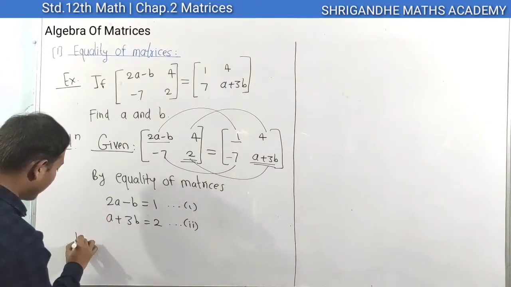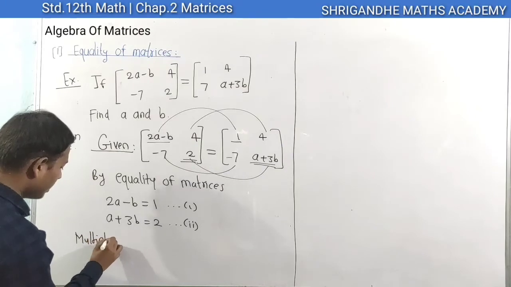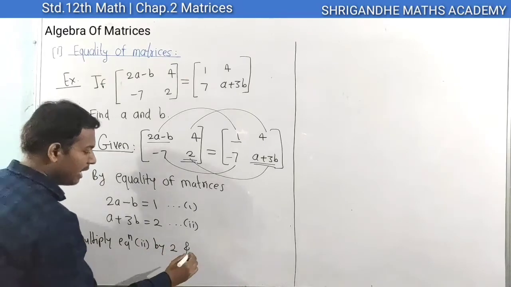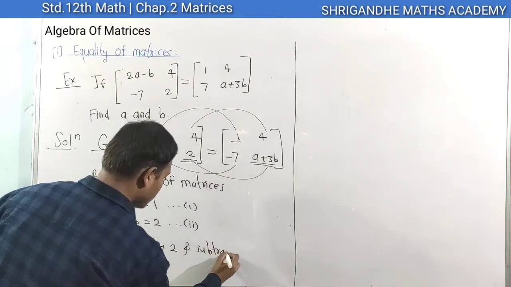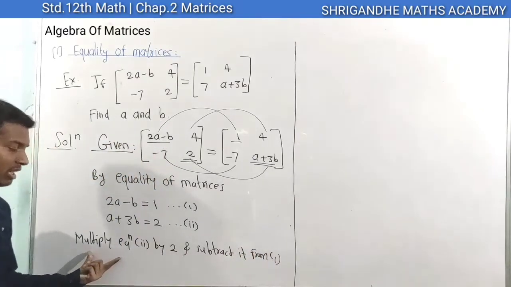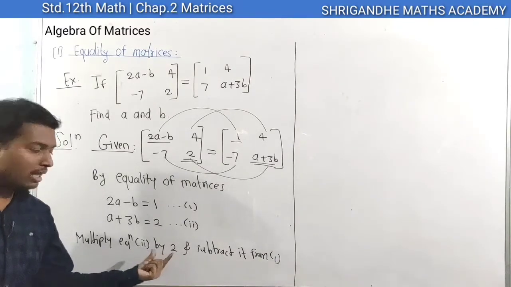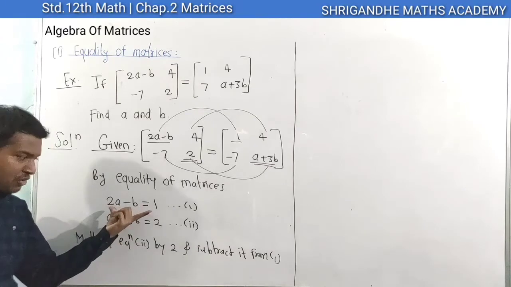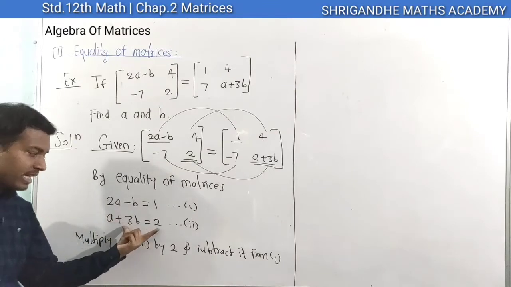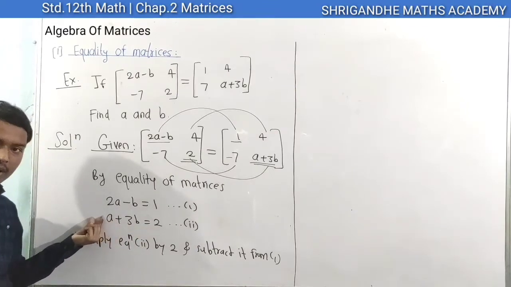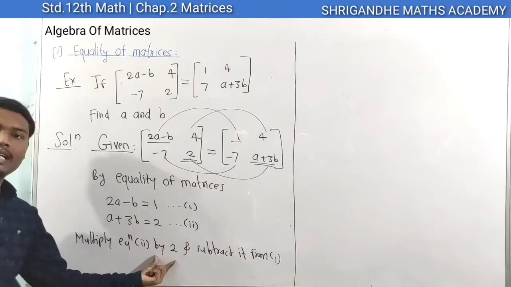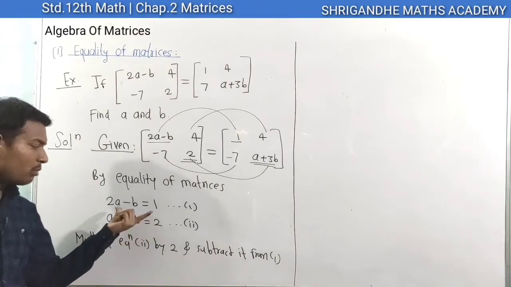Therefore, multiply equation 2 by a number 2 and subtract it from 1. Why do we multiply equation number 2 by 2? Because in equation number 1 the variable A is multiplied by a constant 2, but in equation number 2 the variable A has constant 1. Therefore, to get variable A with constant 2, we multiply equation number 2 by 2, and then we subtract this new equation from equation number 1.